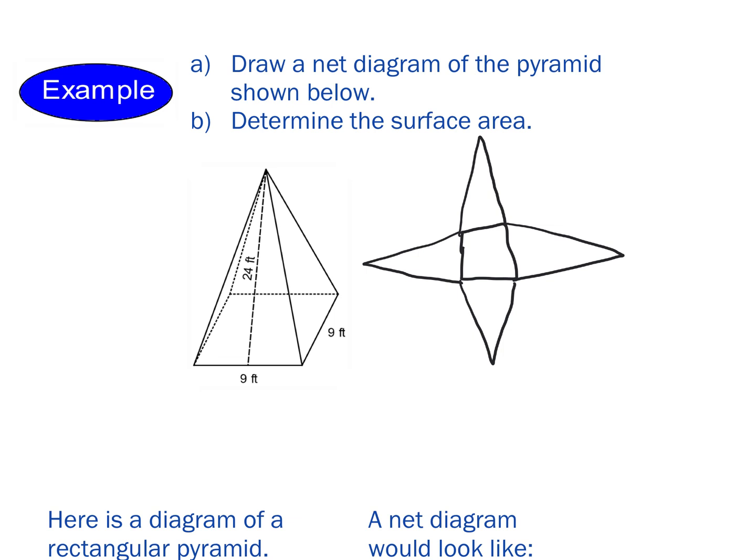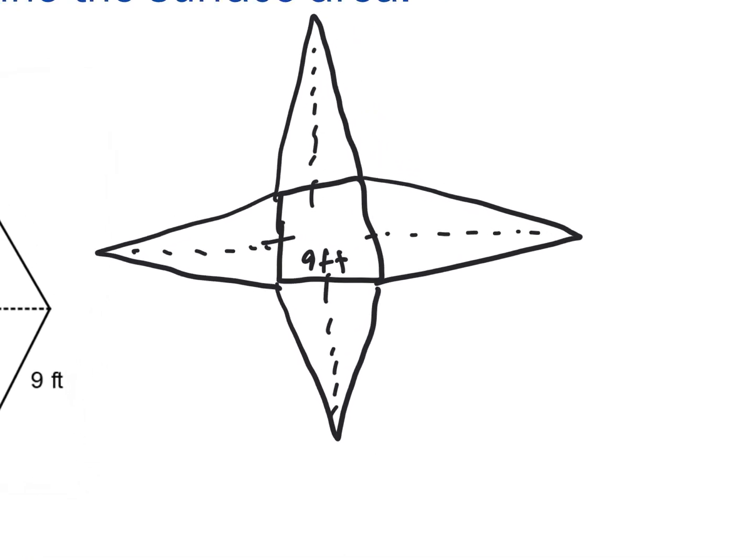Okay. What are the sides of the square? 9. Yeah, they're all 9. So that's 9 feet. What's the height of the triangle? 24. Excellent. You can draw it on all of them if you want. 24, 24, 24, and 24.